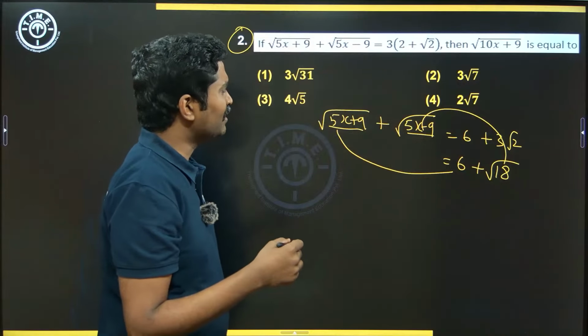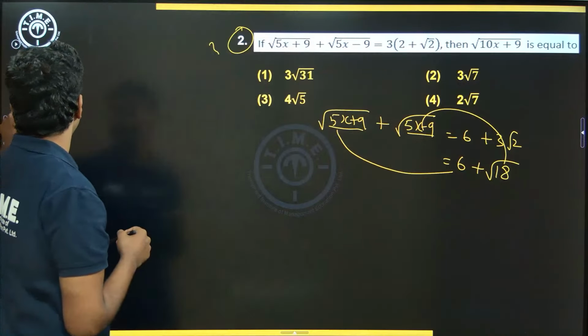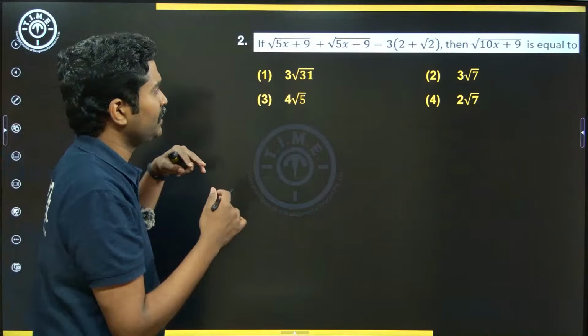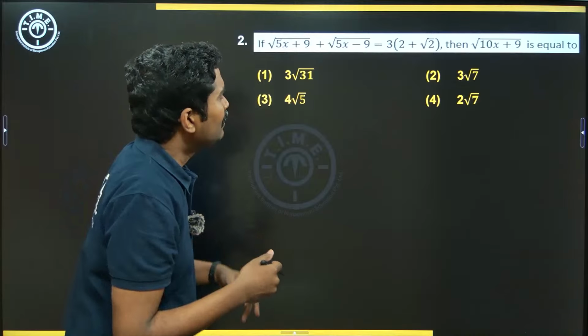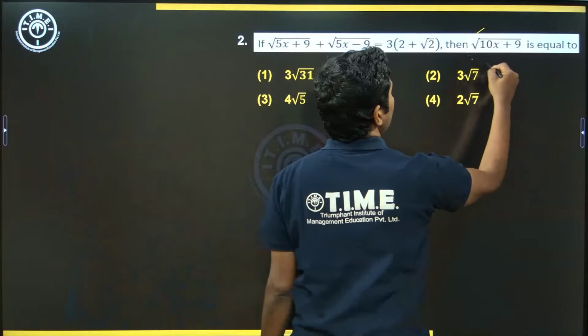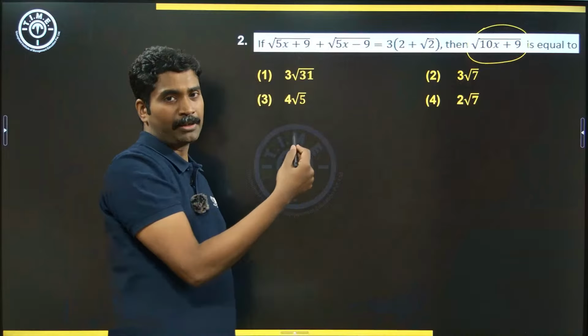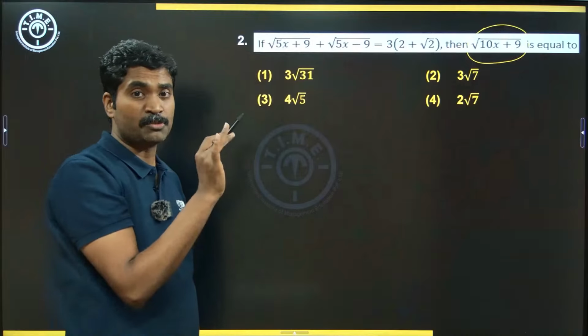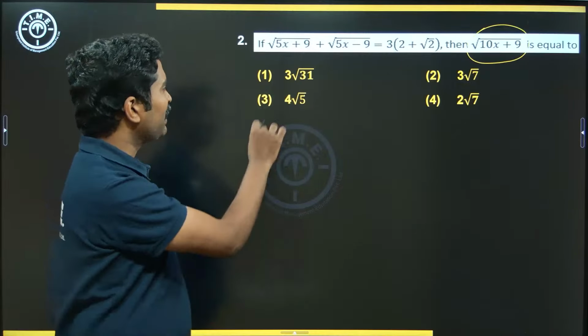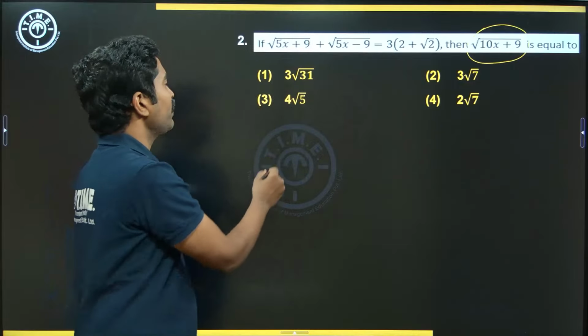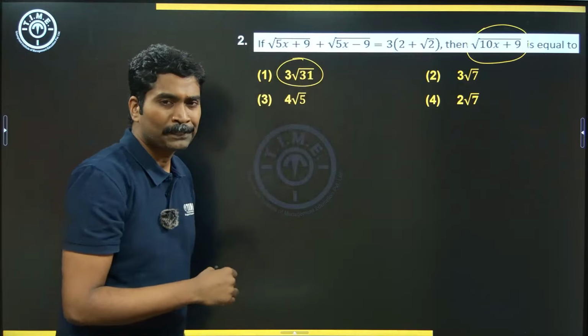Now, what's another exam method that could help us in a question like this? I'm not looking at the long form algebraic solution, right? Then root 10x plus 9 is equal to, I'll work backwards, right? I know what root 7 is. My speed math, my calculation speed is decent, okay? The biggest one, 2 root 7, 3 root 7, 4 root 5. The biggest one is 3 root 31, all right?